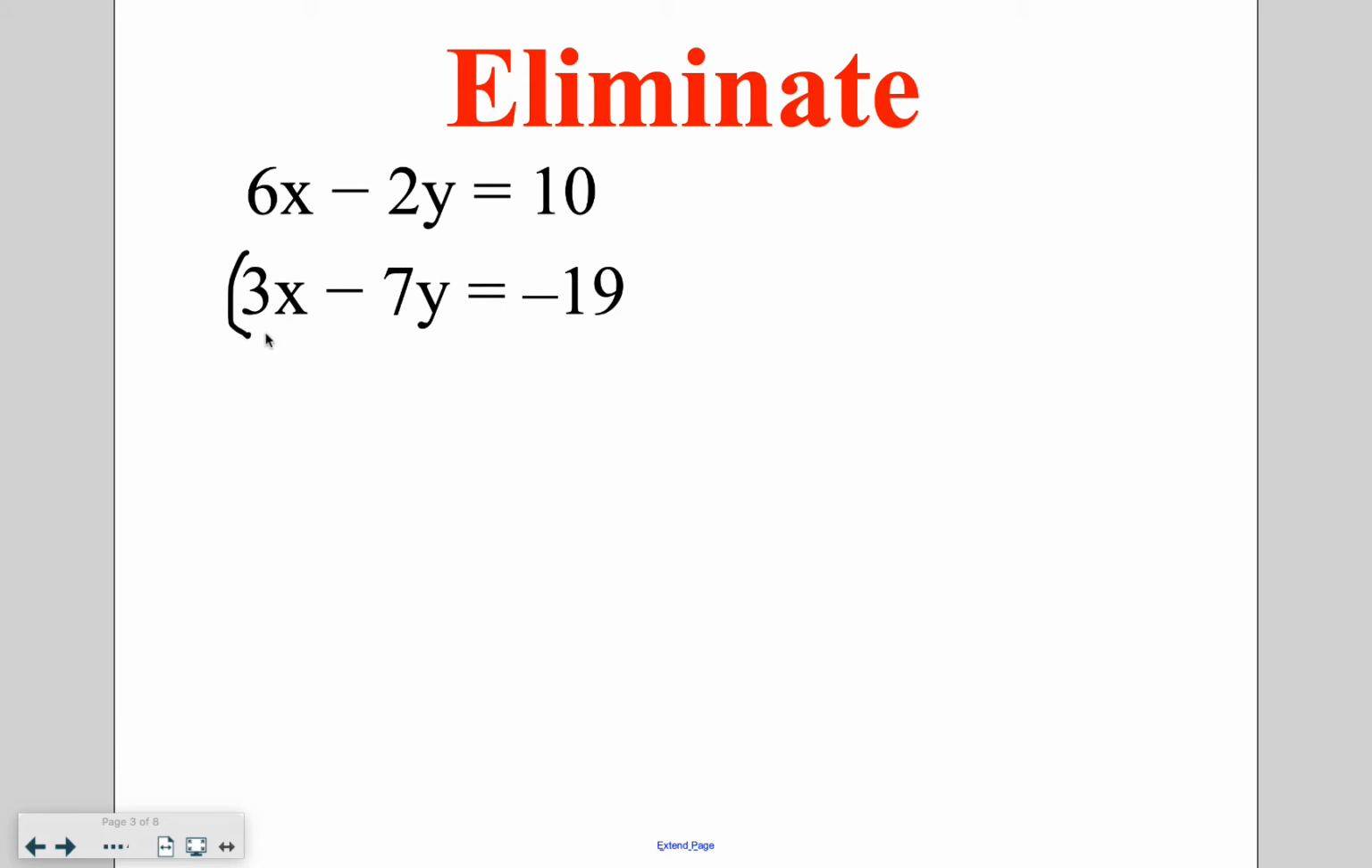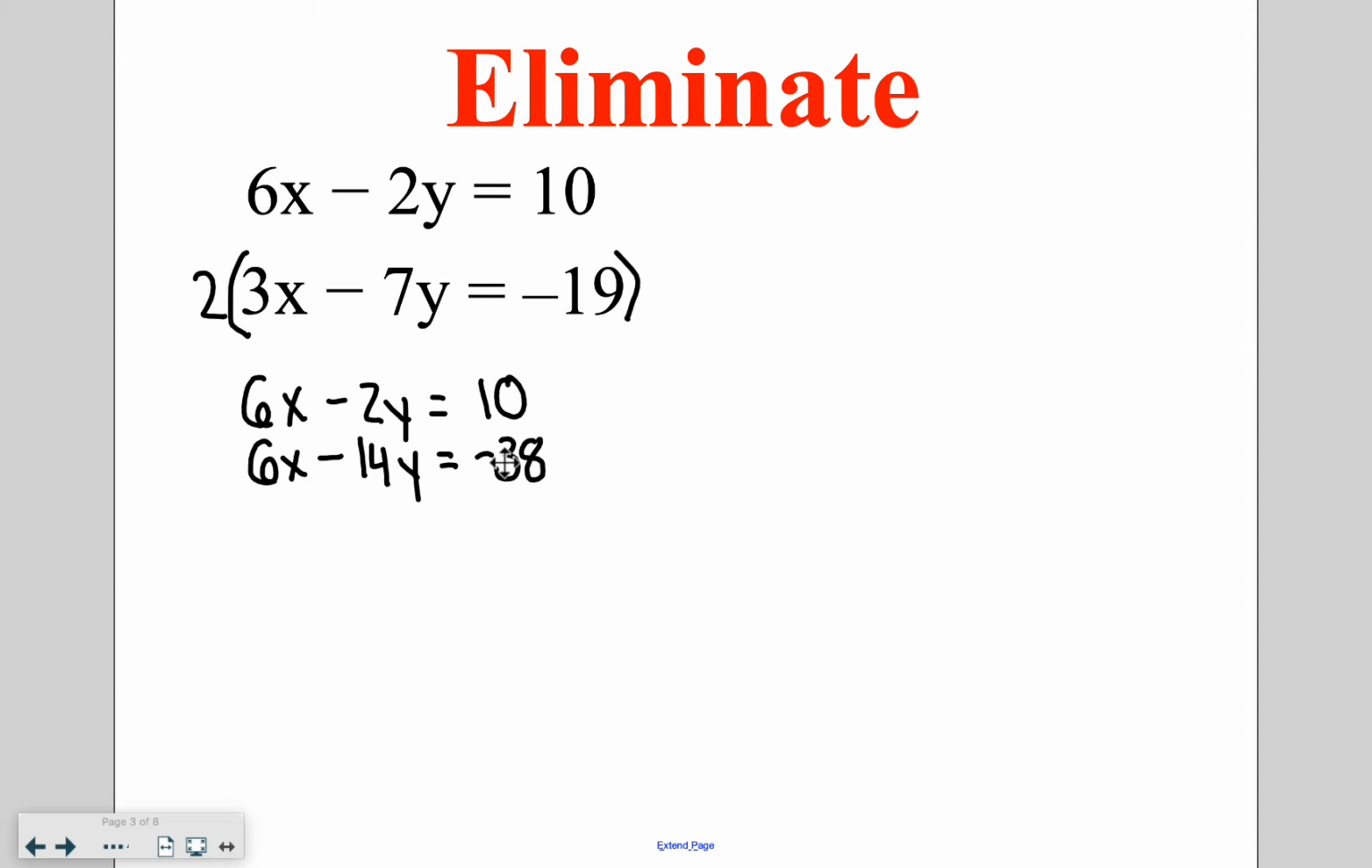So what we're going to do is take this whole second equation and multiply it by a factor of 2. So our first equation is going to stay the same, 6x minus 2y is equal to 10. Our second equation is going to become 6x, so 2 times 3x is 6x, minus 14y from 2 times -7y is equal to -38, 2 times -19. Now that we have a matching coefficient, we can go ahead and continue our elimination process.